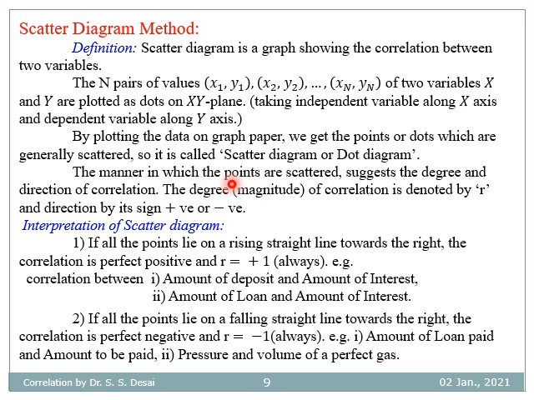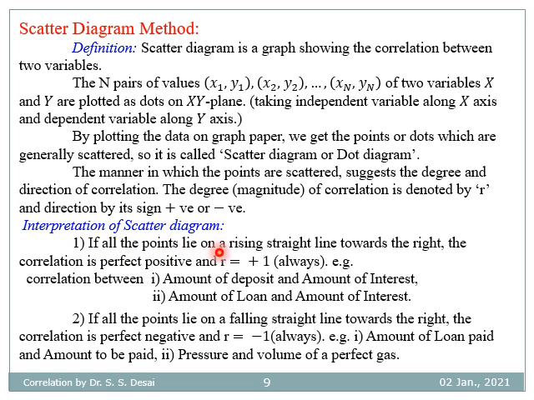The manner in which the points are scattered suggests the degree and direction of correlation. The degree, that is the magnitude of correlation, is denoted by r, small r, and the direction by its sign, positive or negative. Now let us see how to interpret the scatter diagram.